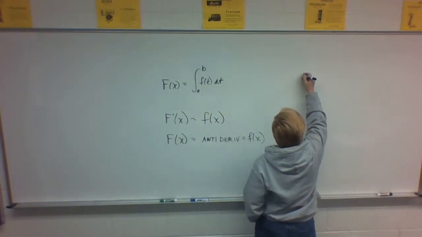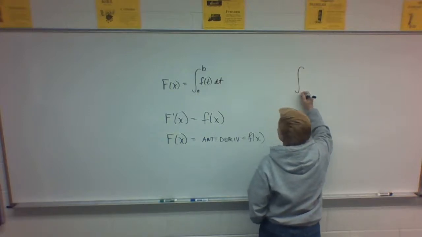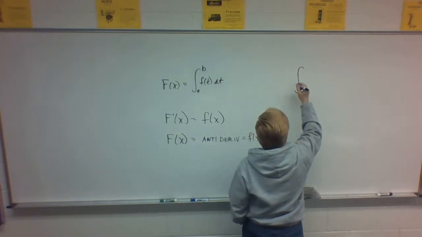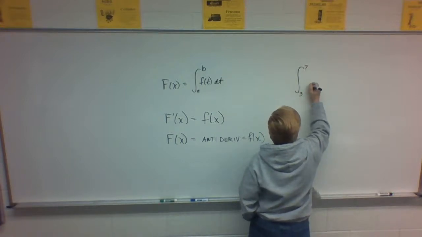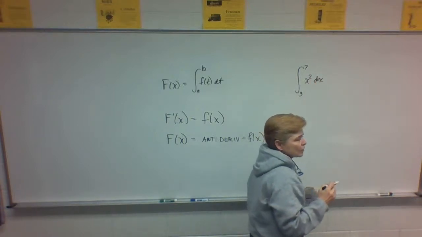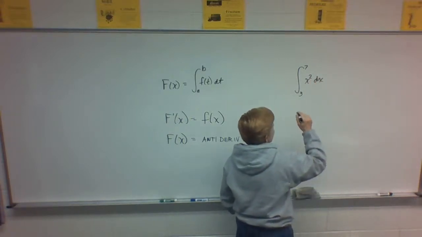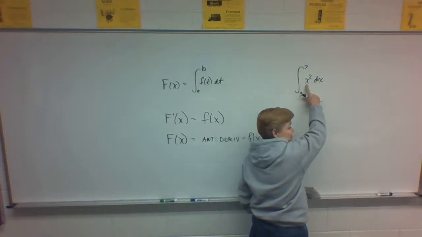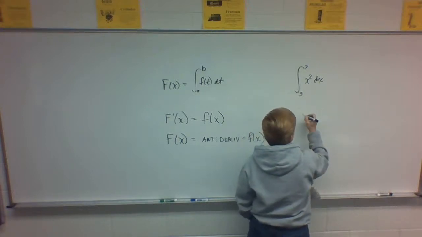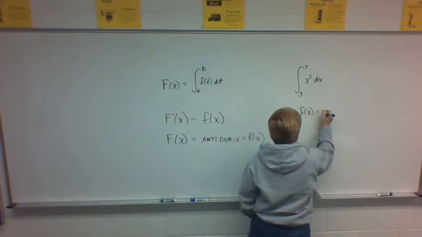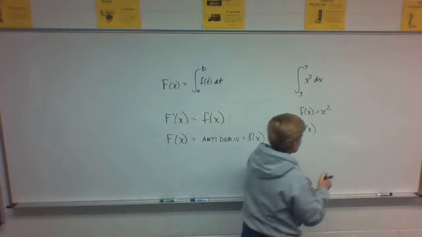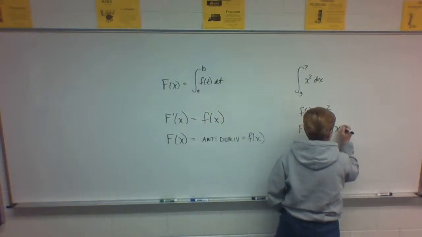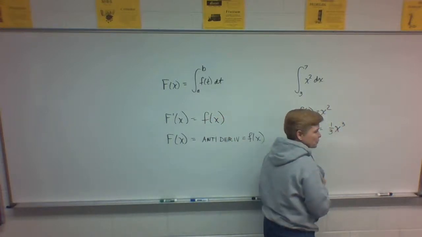I'll just do something simple here. If I want to know what the area under the curve is from 3 to 7 of x squared dx, then what I need to do is find capital F. This is little f. Capital F, I'm saying f of x is equal to x squared. So capital F of x, according to this, is the antiderivative of this, which is 1/3 x to the third.